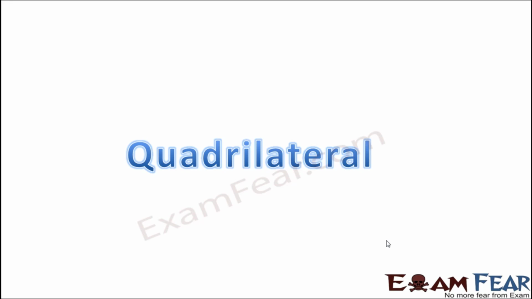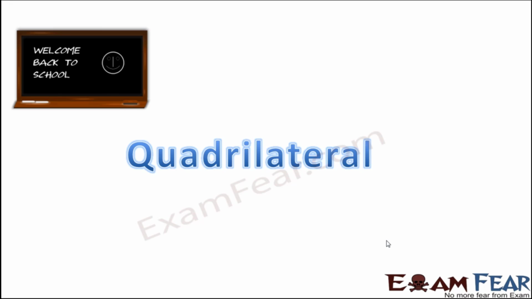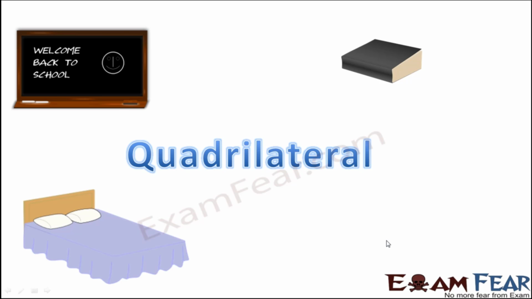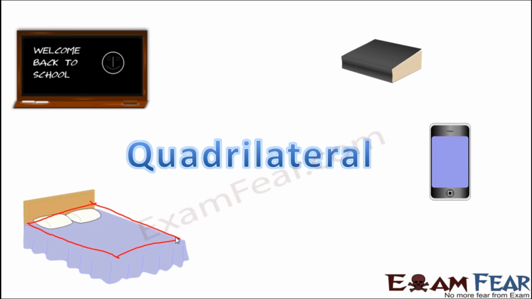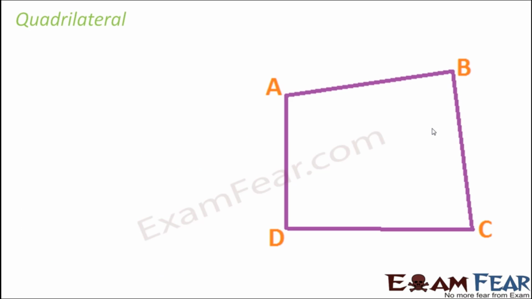So let us now talk about quadrilateral in more detail, because as I said, in quadrilateral itself you get to see a lot of varieties. So as I discussed, quadrilateral means it is a polygon with 4 sides. So your blackboard is a quadrilateral, the cover of your book is a quadrilateral, bed is again a quadrilateral because you have 4 sides, 1, 2, 3 and 4. Your mobile phone is a quadrilateral with 4 sides.